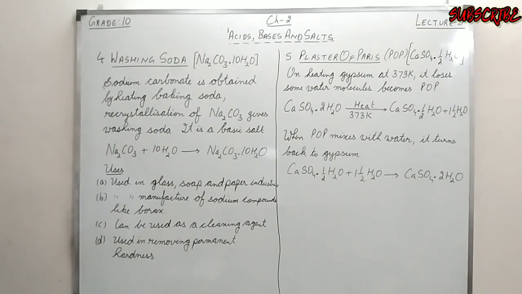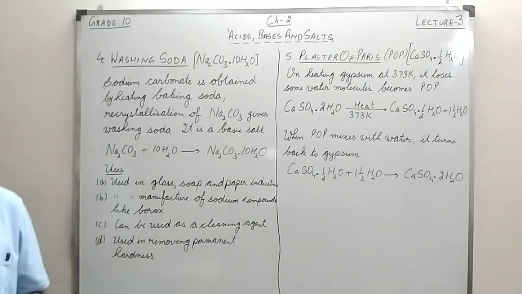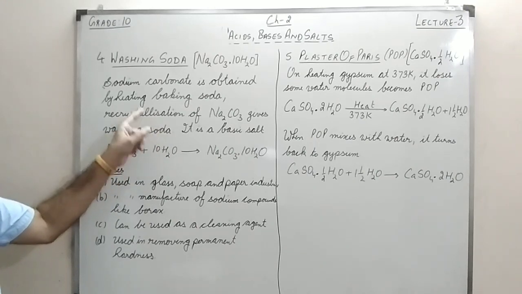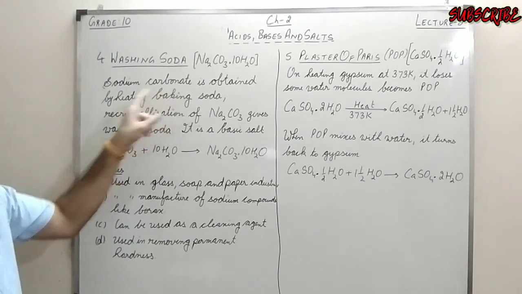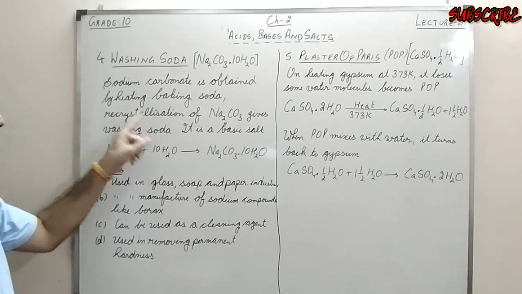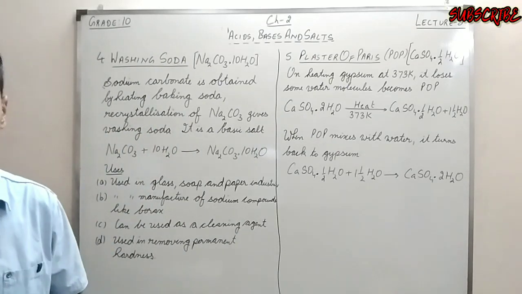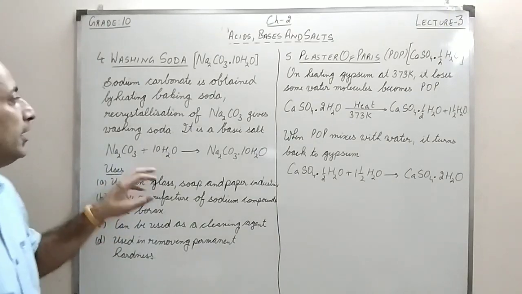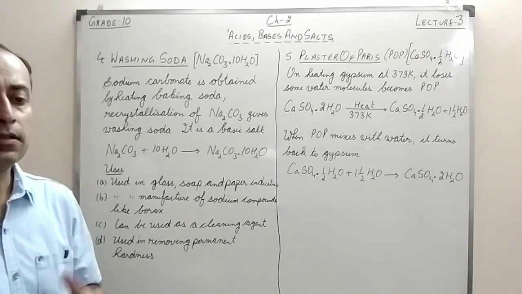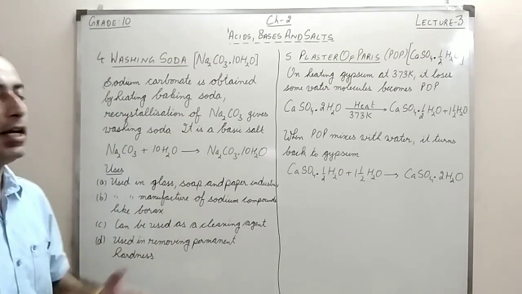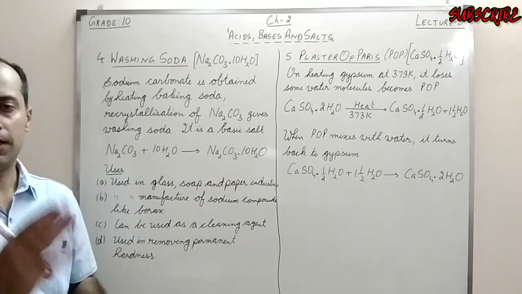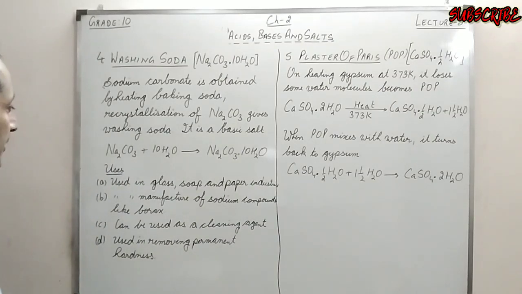Now when we previously discussed baking soda, we have seen that when baking soda is heated, Na2CO3 is formed, that is sodium carbonate. Recrystallization of sodium carbonate gives washing soda, and this washing soda is also a basic salt. So this is what happens when the salts turn into crystals. Some water molecules get attached to them, right? And what are they called? That we will discuss again at the end of the chapter.